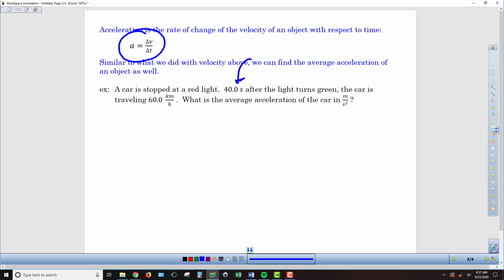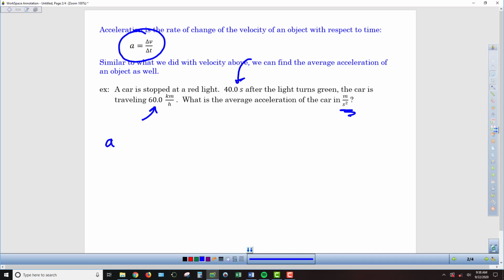Again, we have a car at a red light, it stopped. 40 seconds after the light has turned green, the car is now traveling 60 kilometers per hour. We're asked to find the average acceleration during that 40 seconds in meters per second squared. The units for acceleration are meters per second squared, or feet per second squared if we're in English units.